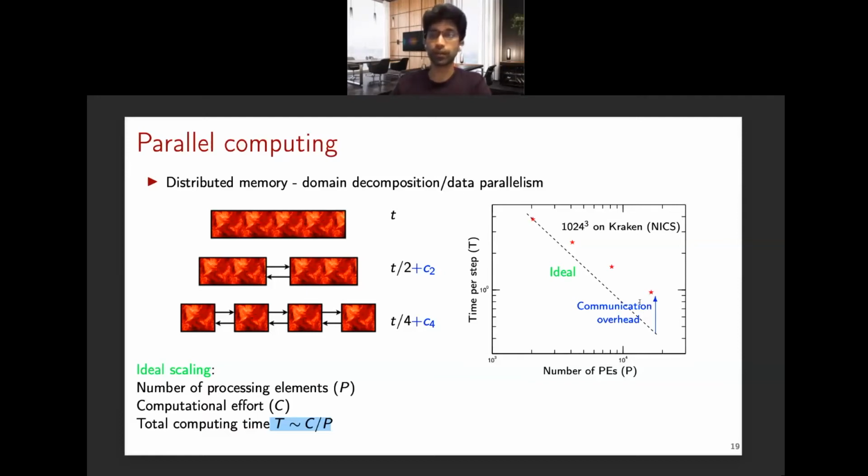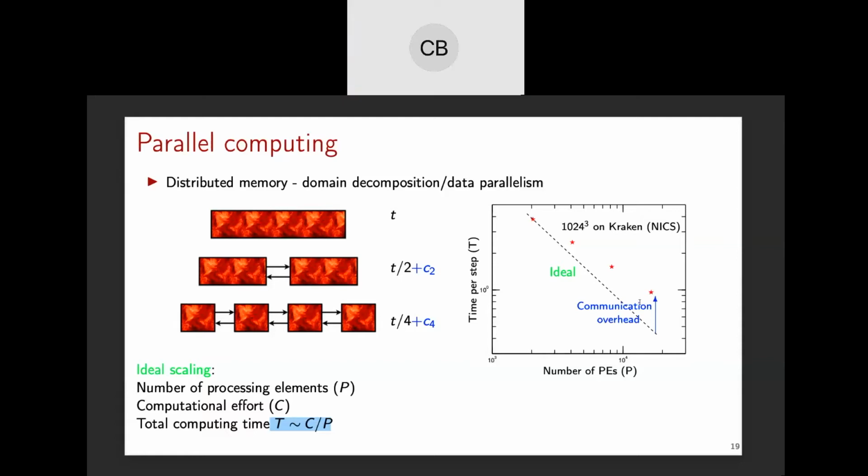So this is Aditya, calling. Can I interrupt you? Yes. I'm sorry. Yes, please. I was curious, how do you estimate this computational effort?